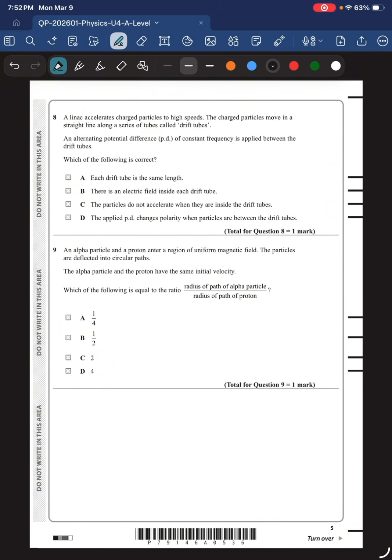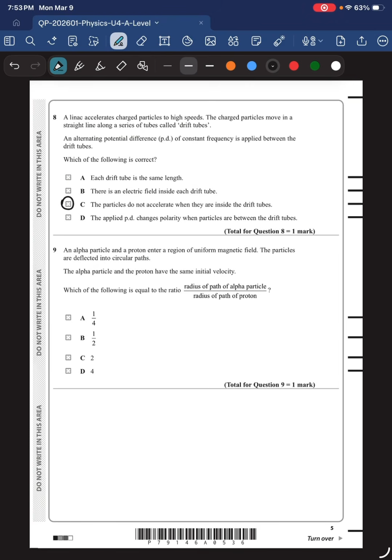B, there is an electric field inside each drift tube. No, it's outside, right? Because the potential difference is applied on the outside of the tube. So no. C, the particles do not accelerate when they are inside the drift tubes. That's correct actually, right? Because they accelerate when they get outside, where the potential difference is. So C seems to me to be the correct answer.